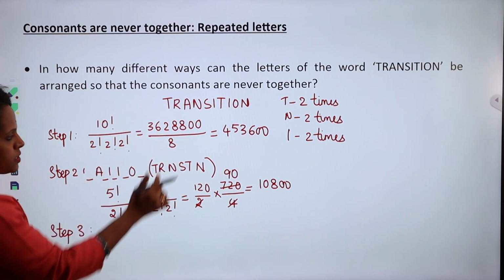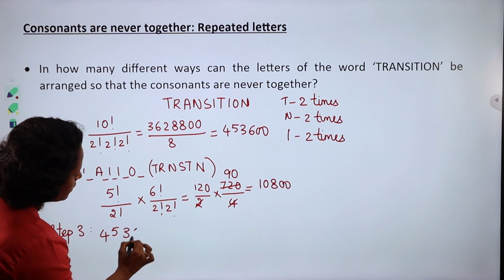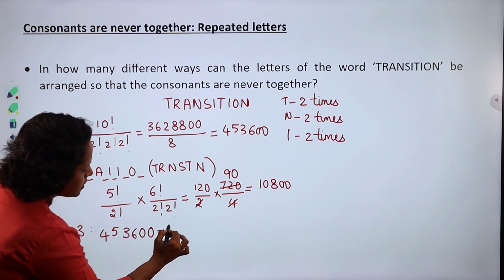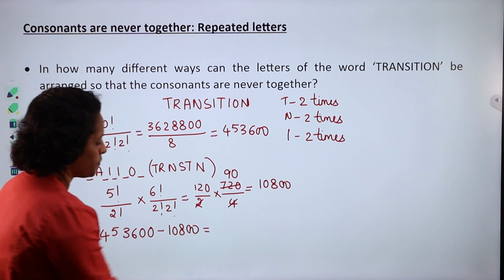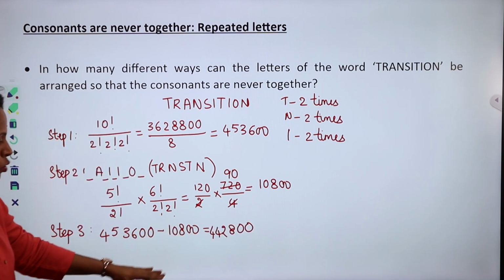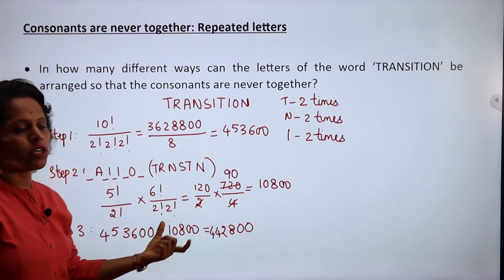Step 3 is subtract step 2 from step 1. That is 453600 minus 10800, which will be 442800. These many words can be formed in which the consonants are never together.